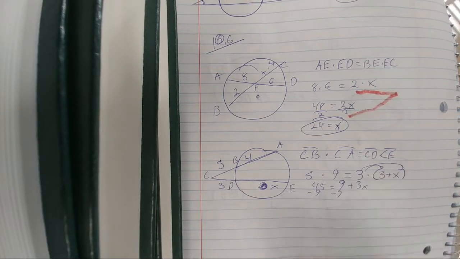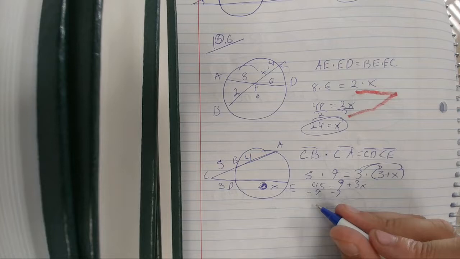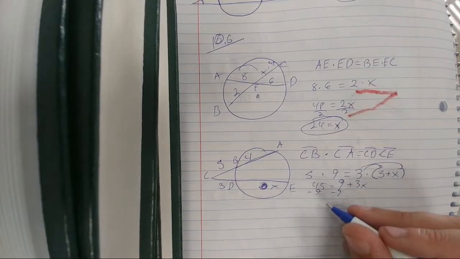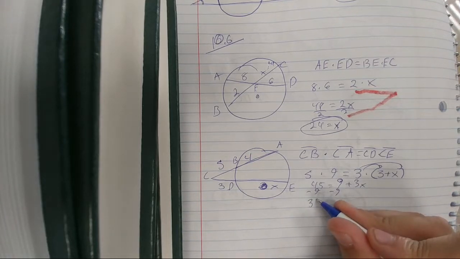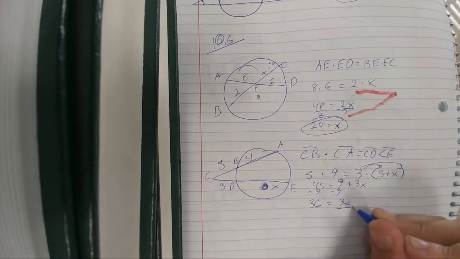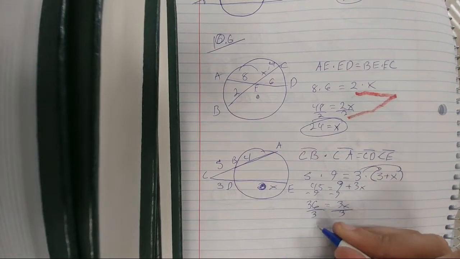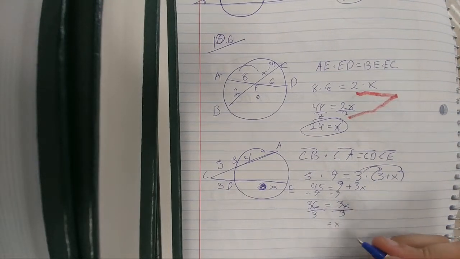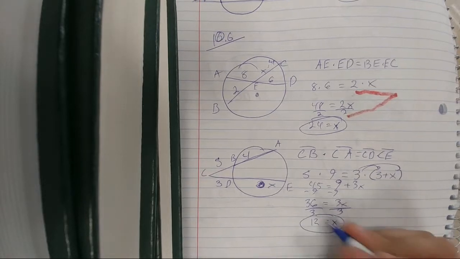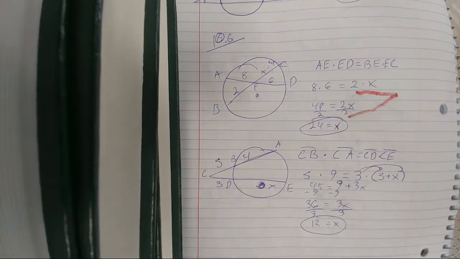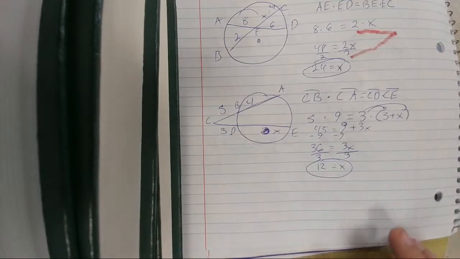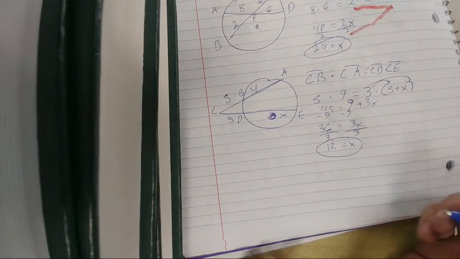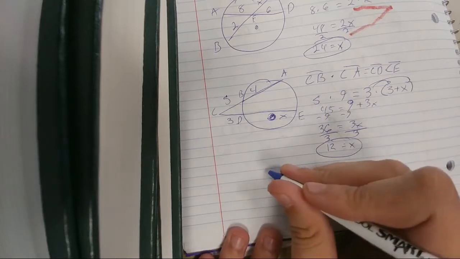Minus 9, minus 9. 45 minus 9 is 36, equals 3x, divided by 3, divided by 3. X equals 12. Yep. And then the last one, I don't think this one is too big.